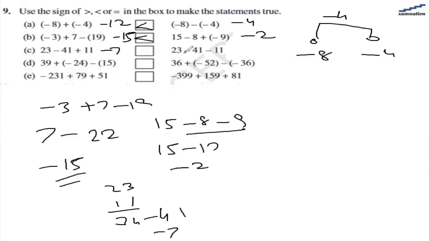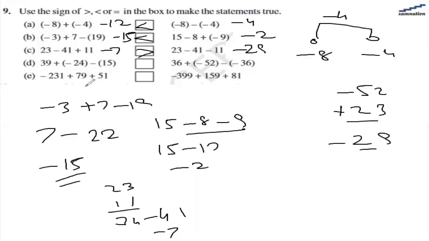On the right hand side we have 23 minus of 41 or minus of 11. So we add these negative numbers first. So that will be minus of 52, and we have positive of 23. So here we have minus 52 plus 23, and the answer will be minus of 29. So here the left hand side, which is a smaller negative number, will be more than the bigger negative number.